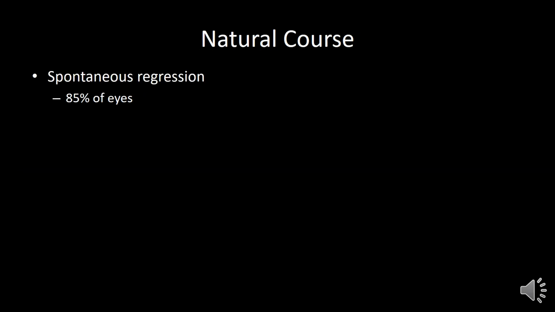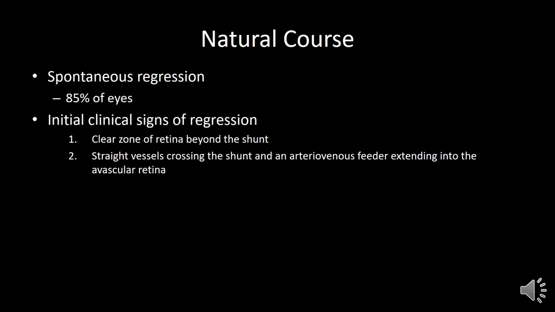Although the systemic and/or local tissue factors that influence progression and regression of ROP are not fully known, the time course is predictable. ROP is a transient disease in the majority of infants, with spontaneous regression occurring in 85% of eyes. The initial clinical sign of regression is the development of a clear zone of retina beyond the shunt, followed by the development of straight vessels crossing the shunt and an arteriovenous feeder extending into the avascular retina.